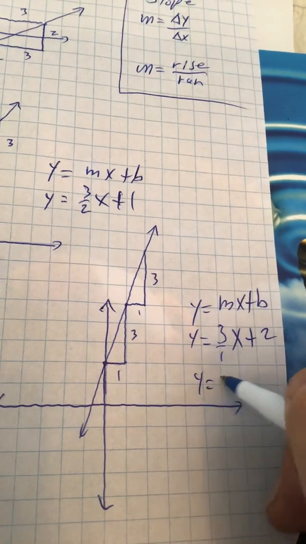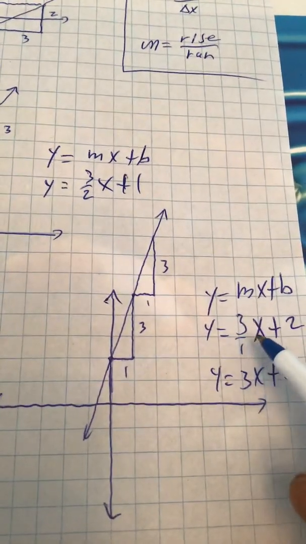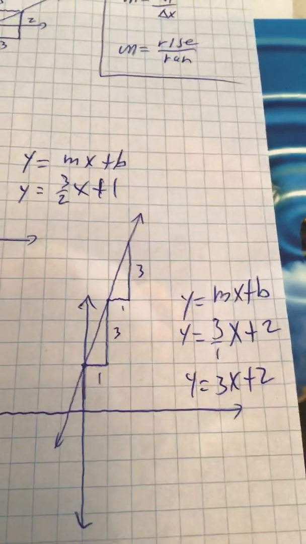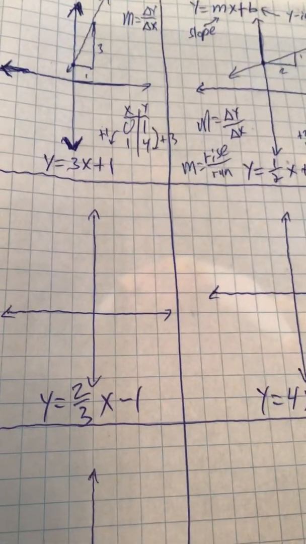And 3 over 1 is just 3. So you could just write y equals 3x plus 2, or you could write y equals 3 over 1, x plus 2. There's your equation of that line. All right? So, hopefully that'll help. So let's see how you did here. If you didn't do it, let's do it now. Hit pause and give it a whirl.